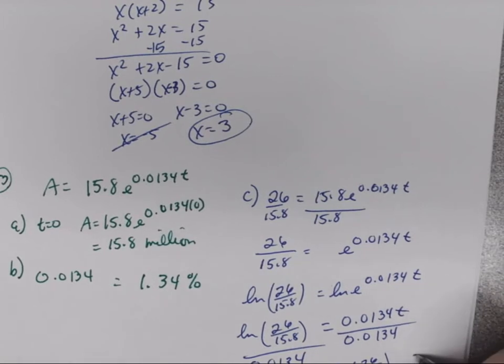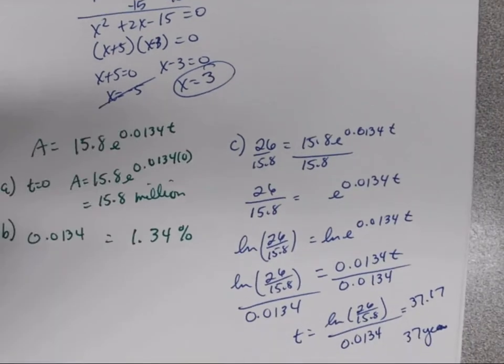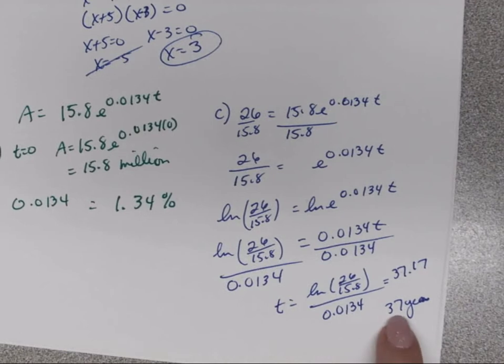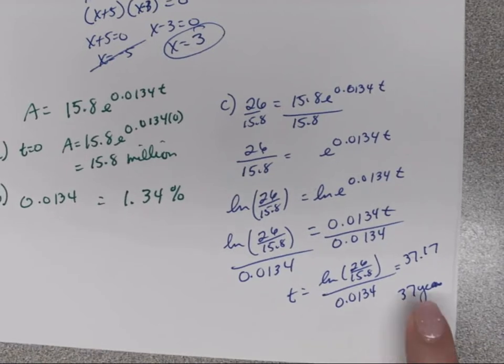And that'll get us like 37.17, which will be 37 years. Whoops, can't see. Sorry about that. So 37 years is how long it takes. If they're asking when, if you get asked when, you have to then take 37 and add it to 2010. But this is just how long will it take. So we're just looking at the how long part.